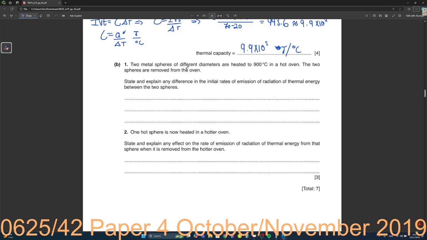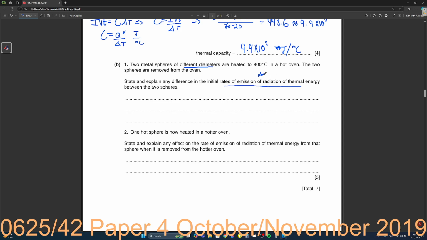Two metal spheres of different diameters are heated to 900 degrees Celsius in a hot oven. The two spheres are removed from the oven. State and explain any difference in initial rate of emission of radiation or thermal energy between the two spheres. So basically here, when they have different diameters, that means they have different areas.